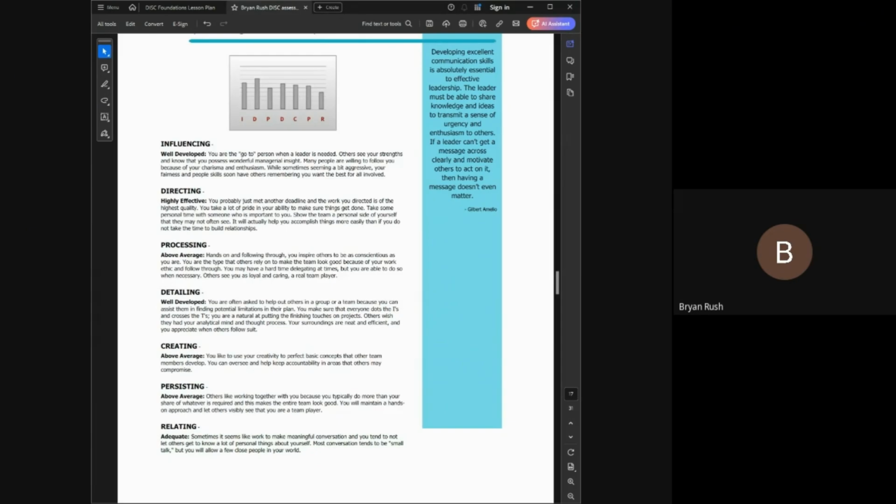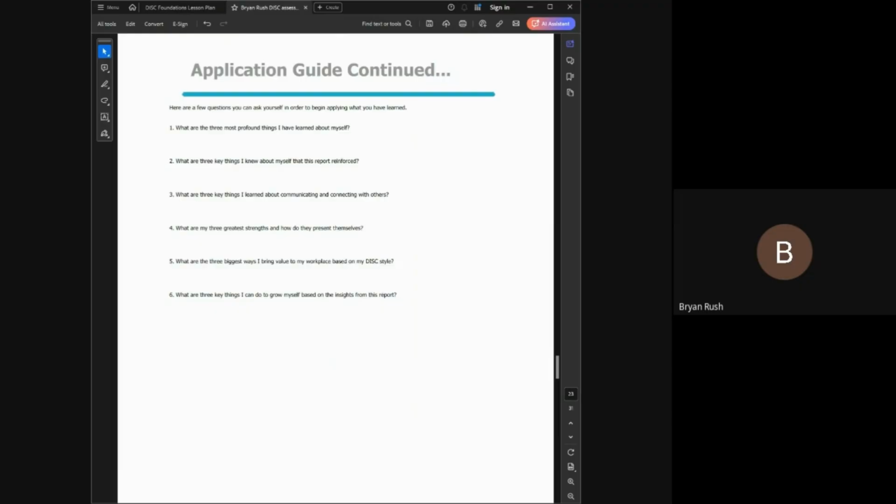So page 17 is your superpowers. Page 23 starts application. These are questions after you go through your report, after you've done the initial DISC Foundations training and you've gotten your report and you're looking at this 30-page report, okay, what am I supposed to do with this? Well, we work through this over time. And these questions are something that we work through over time as well. But after your initial training, this is going to be one of the questions.